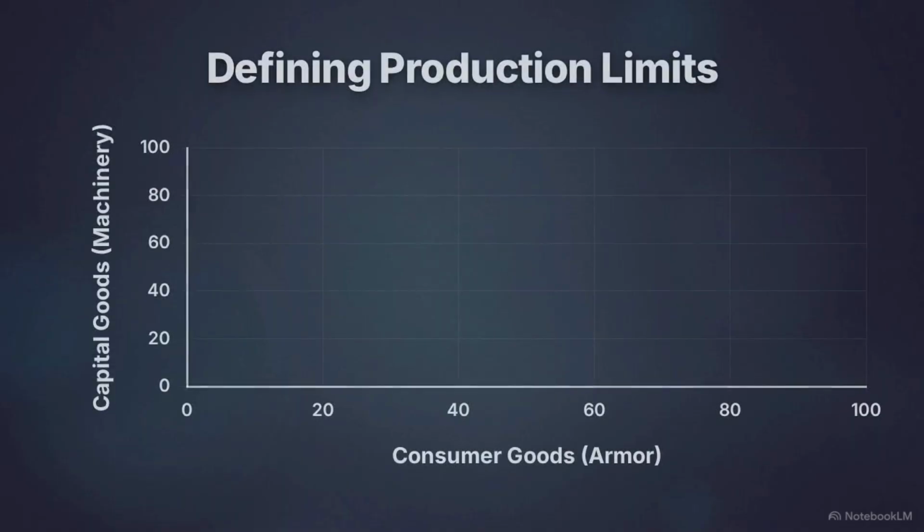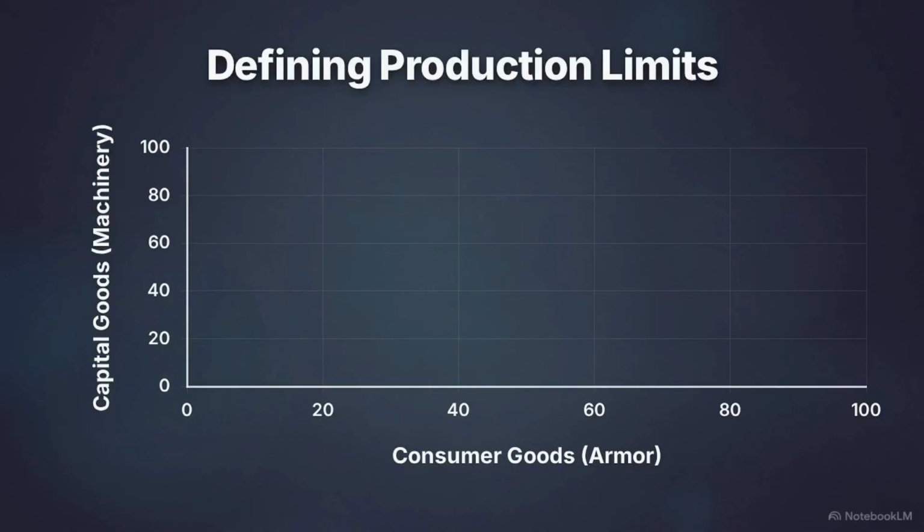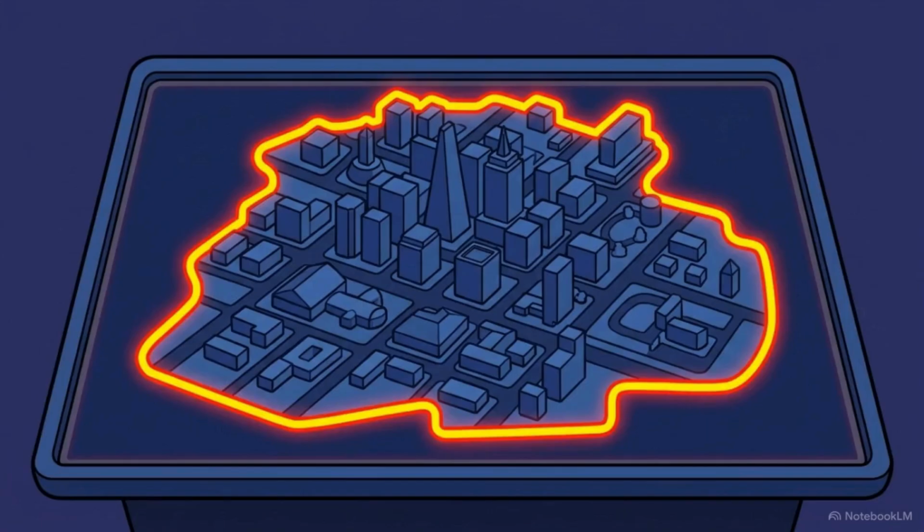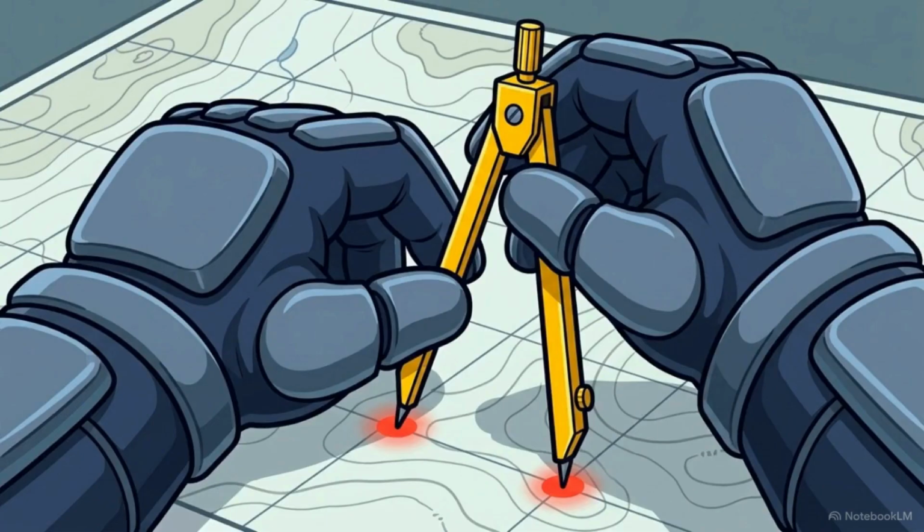To solve this dilemma, economists use a specific analytical tool. This is a production possibility curve, or PPC. It is a graph showing the maximum possible output of two types of products that can be produced given the existing resources and current technology. The PPC maps the absolute boundary of what is physically achievable in Gotham's war on crime. It forces every strategic decision to be calculated and measured.